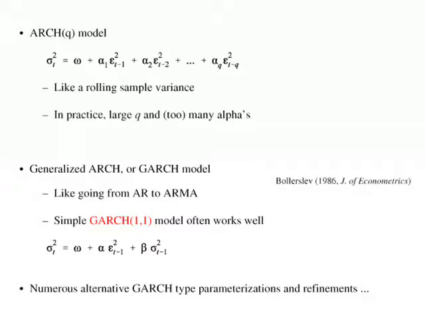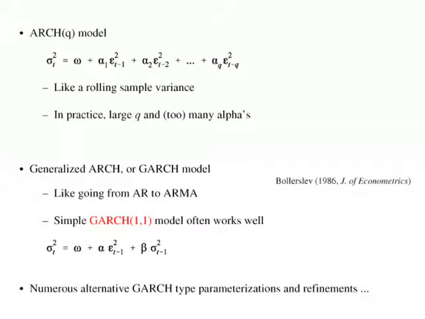Now, when you take that to the data, what you find is that the data likes long lags here. The data says there's a lot of persistence in volatility, which is a little bit cumbersome, going out and estimating a lot of alphas in these kinds of non-linear models. So instead, what you can do is very much akin to going from an AR(1) model to an ARMA(1,1) model, or from an AR model more generally to an ARMA model.